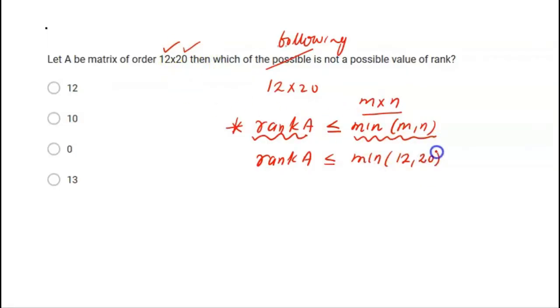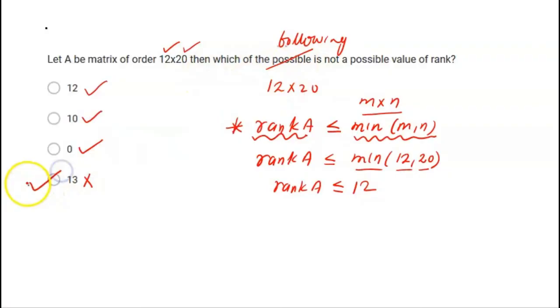So the minimum of 12 and 20 is 12, right? So the maximum rank it can have is 12. So rank can be 12, rank can be 10, rank can be 0 if it is a null matrix. So rank can't be 13. They are asking which of the following is not a possible rank, so the correct answer will be 13 here.